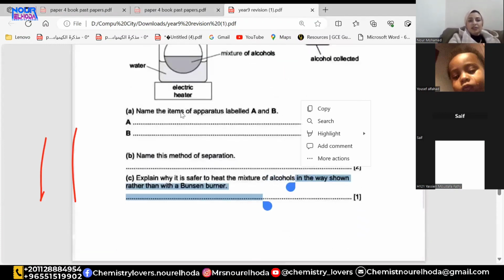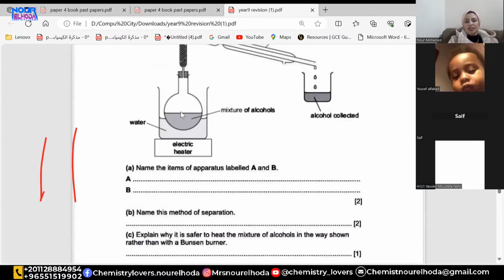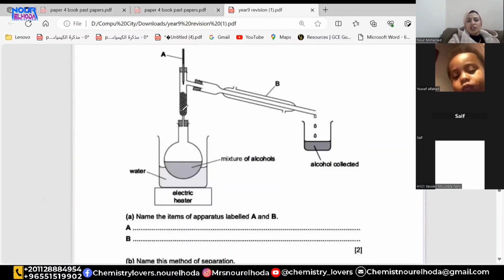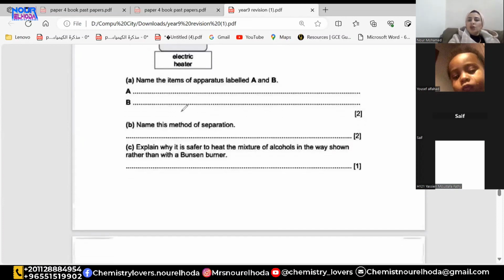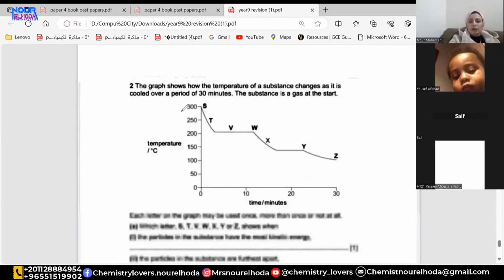Again, paper 6. Name the items of this apparatus A and B. A, again, this is a thermometer, for sure. And B, of course, this is a condenser. As you see, all the ideas are almost the same. A method of separation, again, fractional distillation. Why is it safe to heat the mixture of the alcohol? Because ethanol is flammable. Same as the previous question.